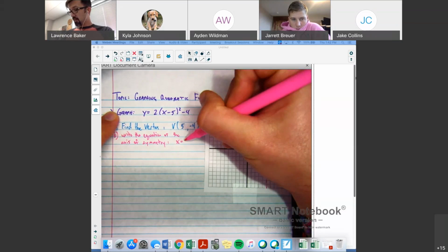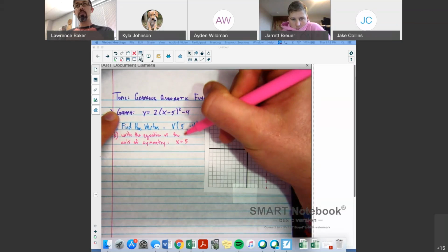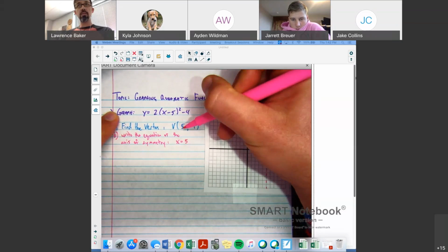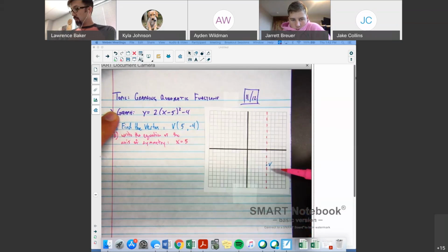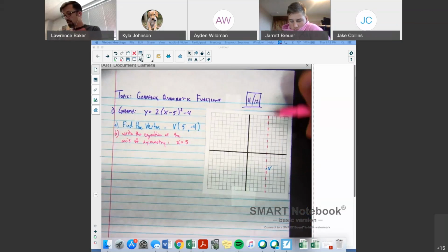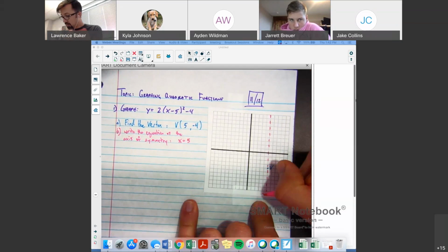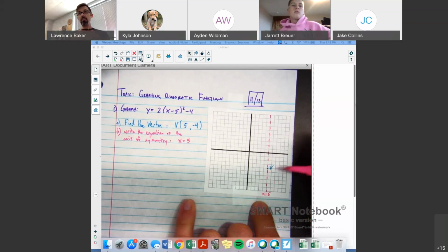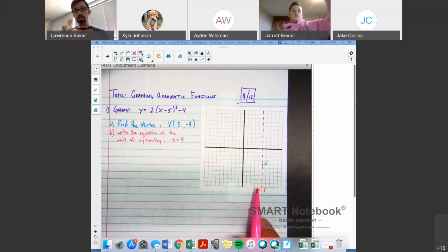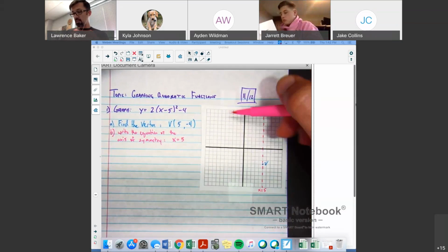X is equal to 5, right? And those two things are always connected. Shouldn't be a mystery. If you know one of them, you know the other. Those things go together. And then we do want you guys to label that on the graph when you do that. So X equals 5 should be on that.